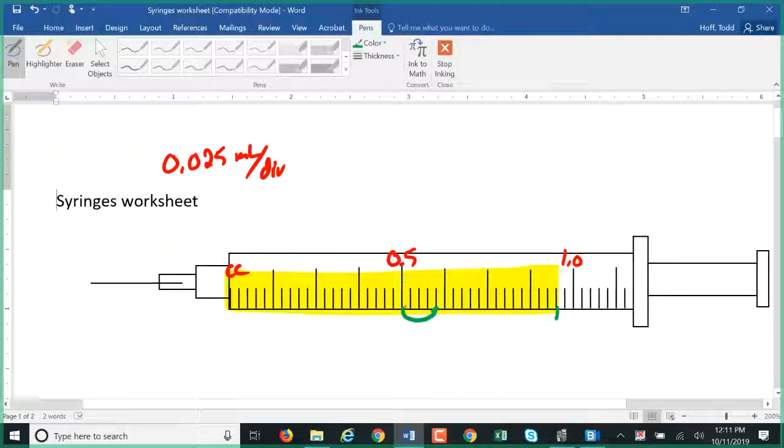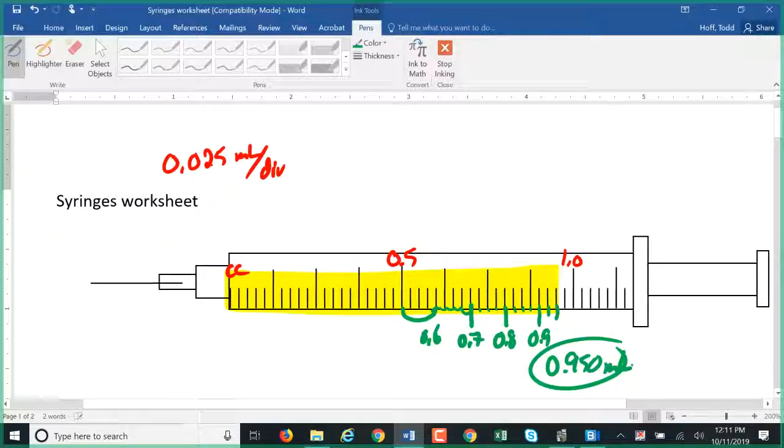That's 0.5, so go 4 spots, that would be 0.6. 1, 2, 3, 4, that would be 0.7. 1, 2, 3, 4, that would be 0.8. 1, 2, 3, 4, that's 0.9. 2, 5, 50, so that's 0.950 milliliters is where that is at.